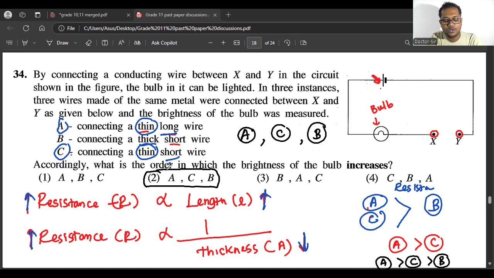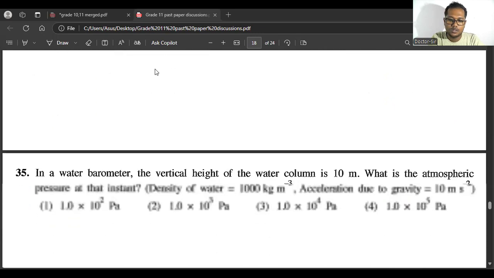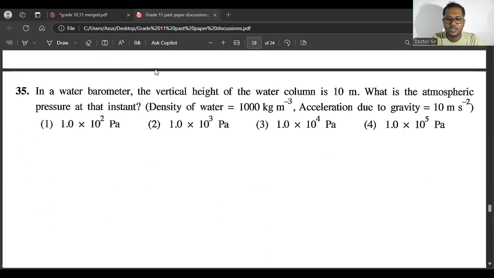So how many of you got this answer? You have to think about what factors are involved in the resistance. Those factors you have to find out. Okay, then I will move on to the next part. Question number 35.